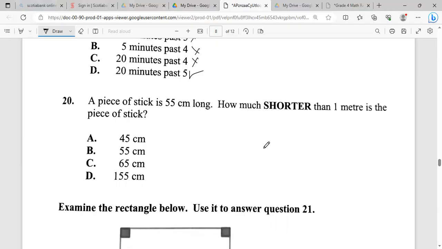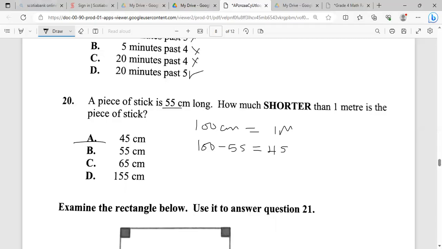A piece of stick is 55 centimeters long. How much shorter than 1 meter is the stick? So we know that it takes 100 centimeters to make 1 meter. So it's gonna be 100 minus 55, which gives us 45. So it's 45 centimeters shorter.